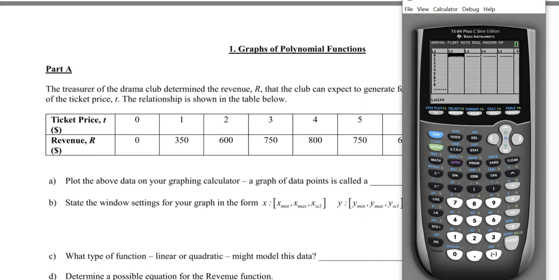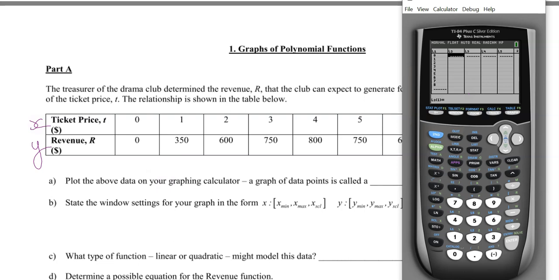L2 is always our Y values, right? Our X values are along the X axis. So we're putting our ticket price down here, and this is our X's. This is our Y's. Here's our ticket price down here, and this would be revenue up here.